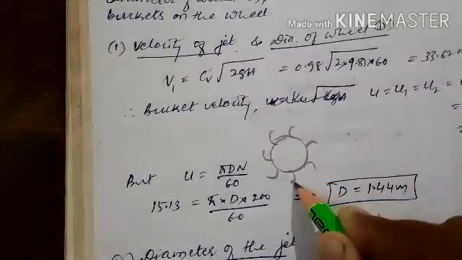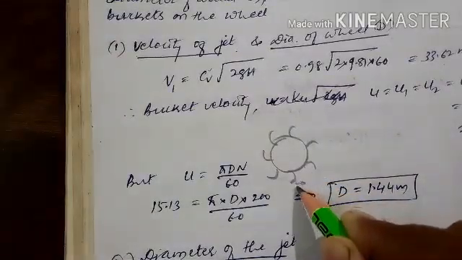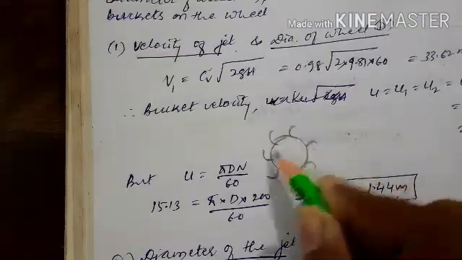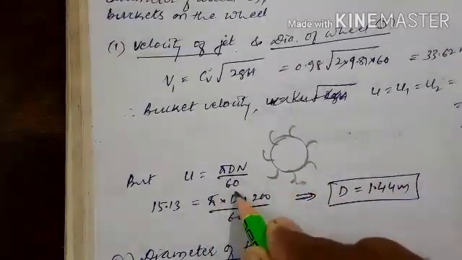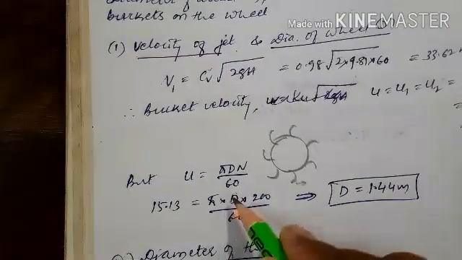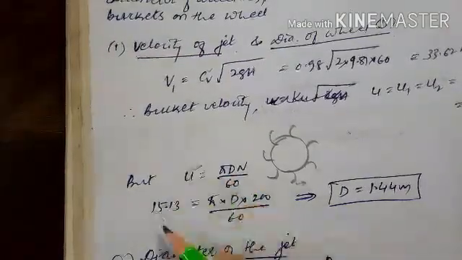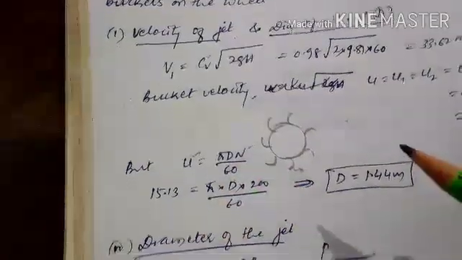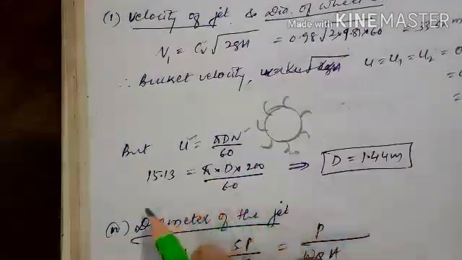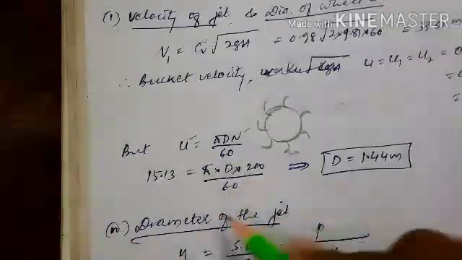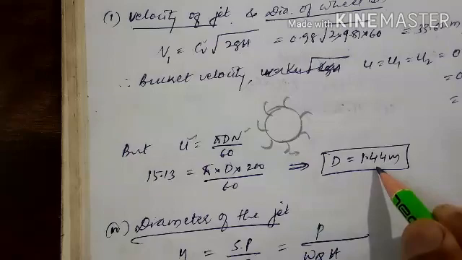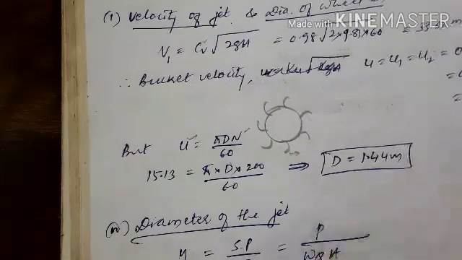So then the bucket initially takes linear motion, then it starts rotating. This rotational velocity can be given as πDN by 60. From this, because we know the value of u and we know the value of N, the D can be easily calculated, that is, the diameter of wheel required. So the diameter of wheel required will be 1.44 meter.